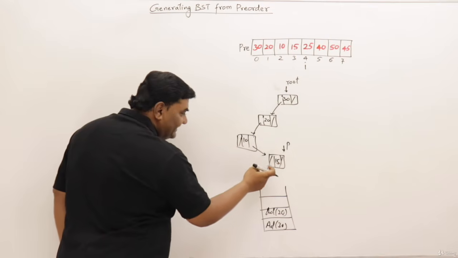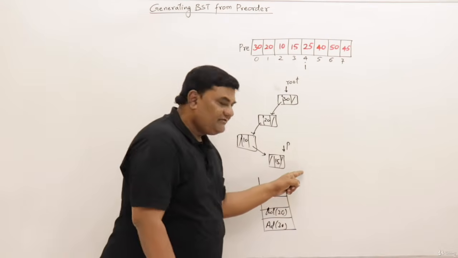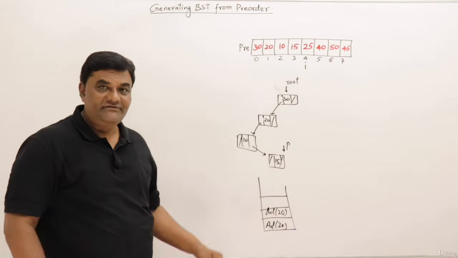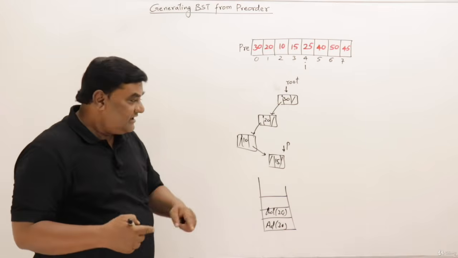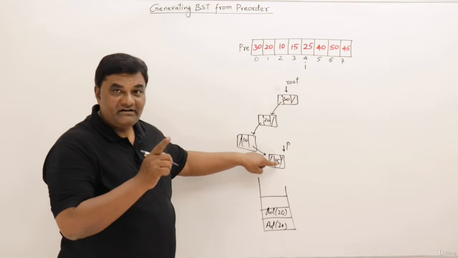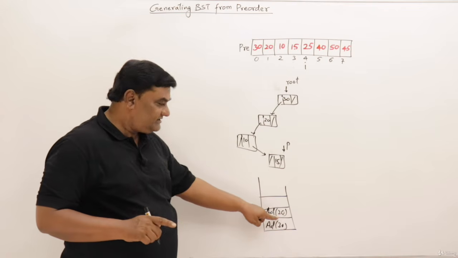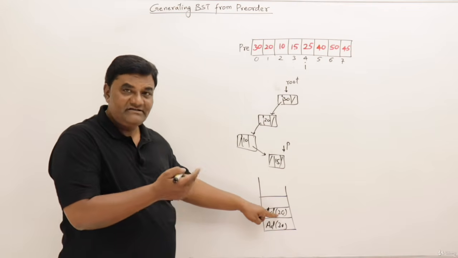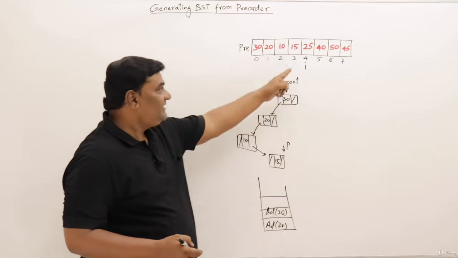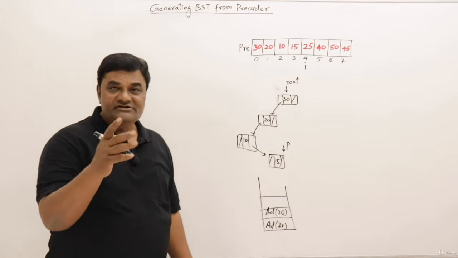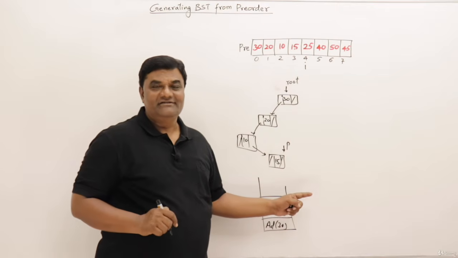25, is it less than 15? No, it's not less than 15. Is it greater than 15? Yes, obviously it is greater than 15. Shall I insert at right side? No. You have to check whether it is lying in between the range of this 15 and this node. So what is this node? The address is here. Just take the data. 15 and 20. Is it lying in between 15 and 20? No, that is 25. So it's not in between also. So it will not come as a right child of 15.